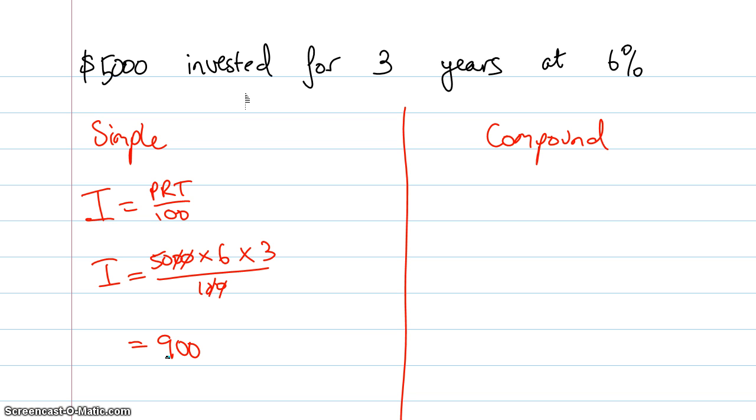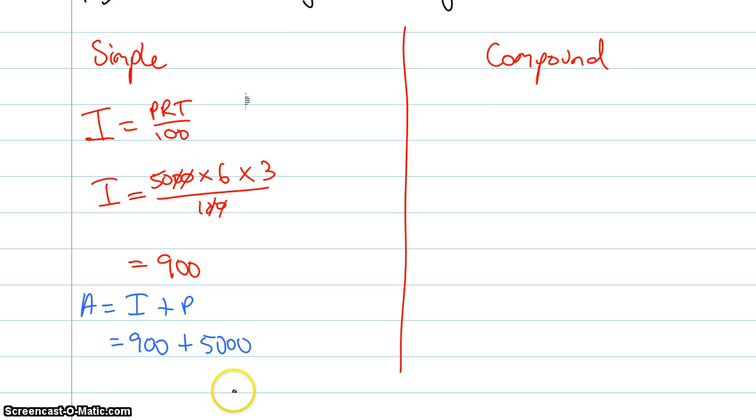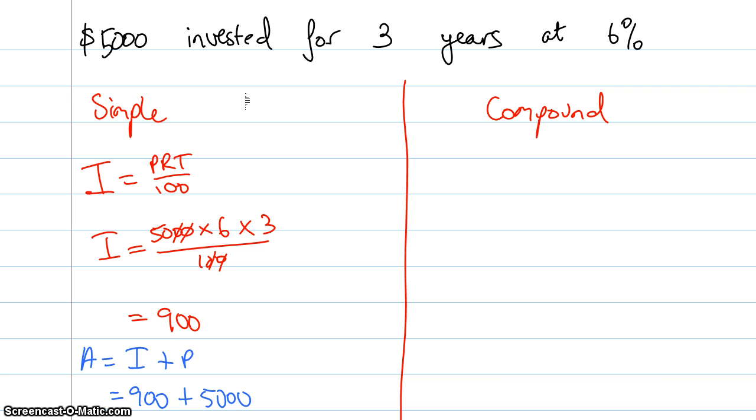I don't actually know how much money I'll have at the end of it. So let's have a look at how much money I'll have at the end. That'll be in a different colour, of course. A equals I plus P, which ends up being 900 plus 5,000. So $5,900. That's how much money I'll have after 3 years. That's great. Let's have a look at the compound interest and compare.